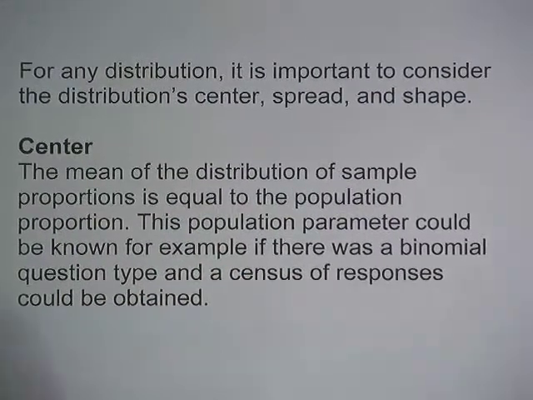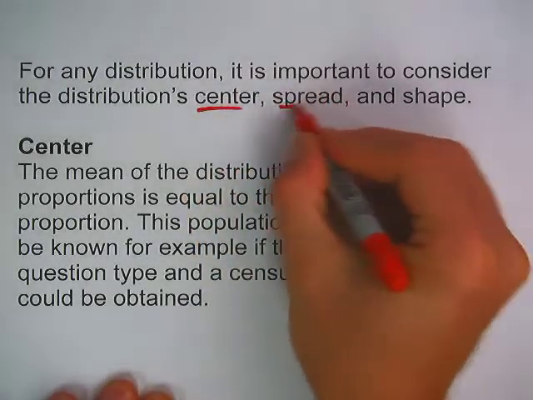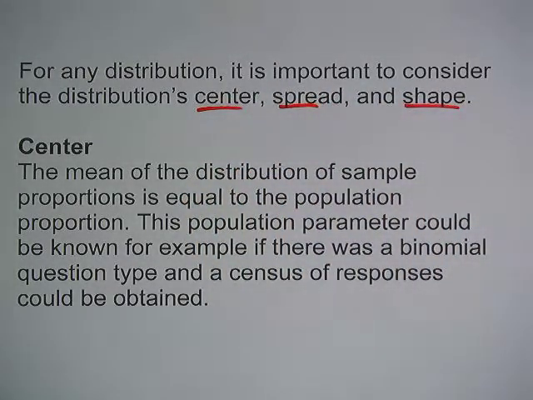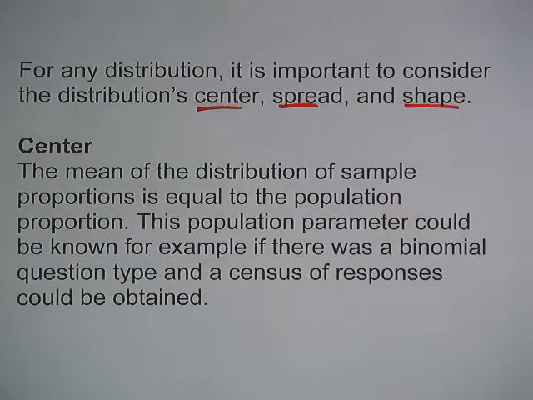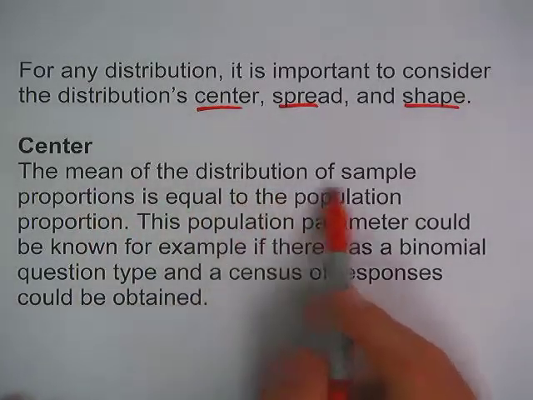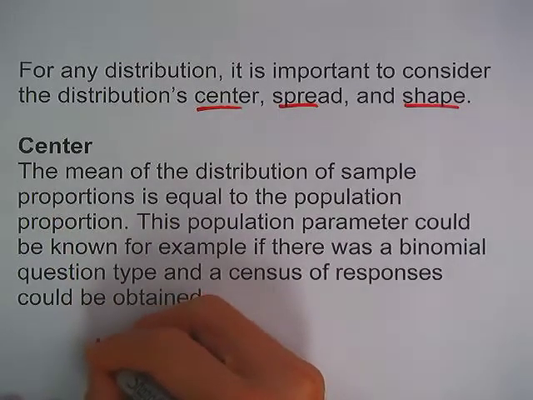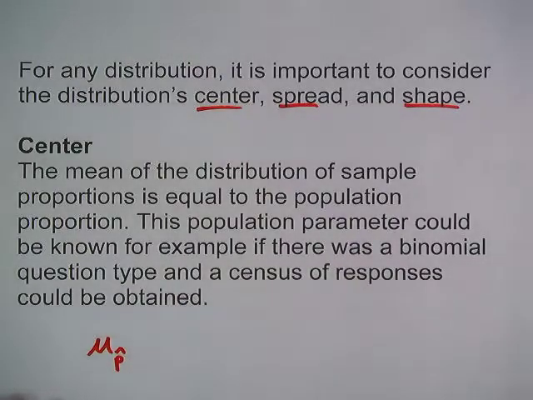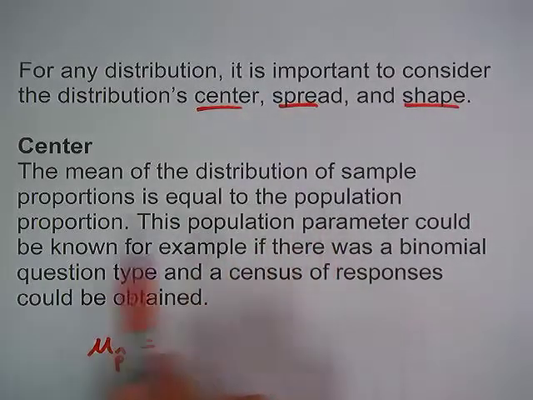Okay, so for any distribution, it's important to consider the distribution center, spread, and shape. So we're going to address each of those things as it relates to the distribution of sample proportions. All right, so if we start with the center, the mean of the distribution of sample proportions is equal to the population proportion. So if it's the mean of the distribution of sample proportions, we notate it as mu sub p hat. That's equal to the population proportion.